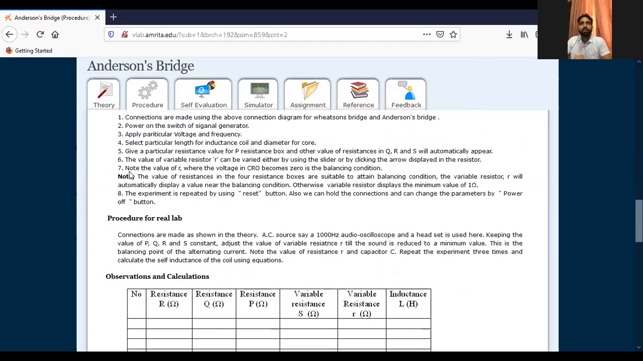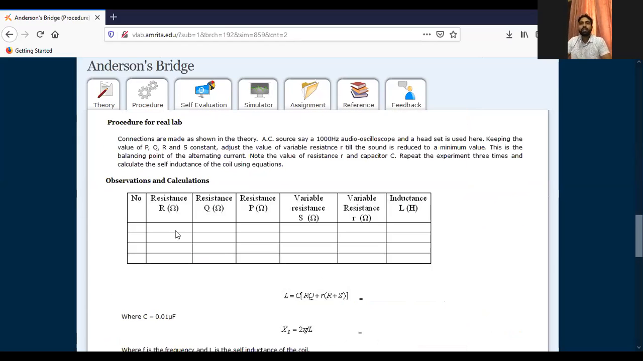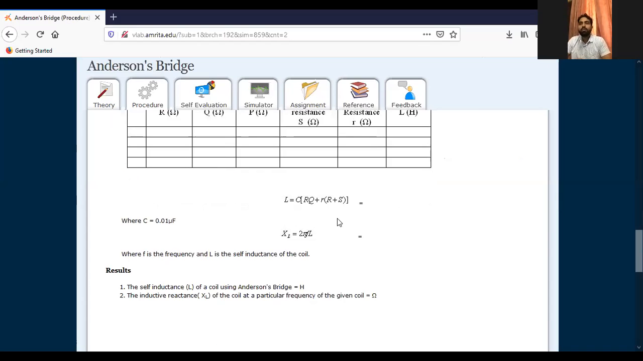Then what we are doing? Giving a particular resistance, P resistance box. Among them, we can change the resistance, and once we get the value 0 here, we find out all the values 1, 2, 3, 4. By dividing and getting the equation, one can easily find out. So see what they are doing in the table. They are finding R, Q, resistance P, variable resistance S, variable resistance small r, and finding L, using this formula we discussed earlier.